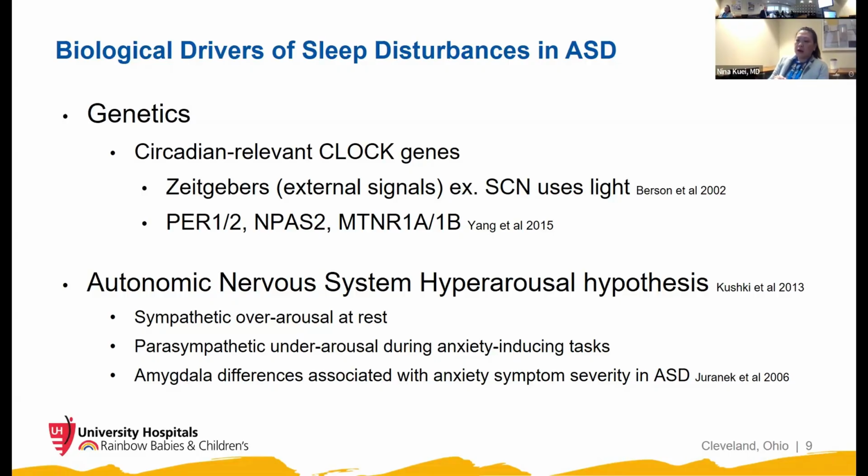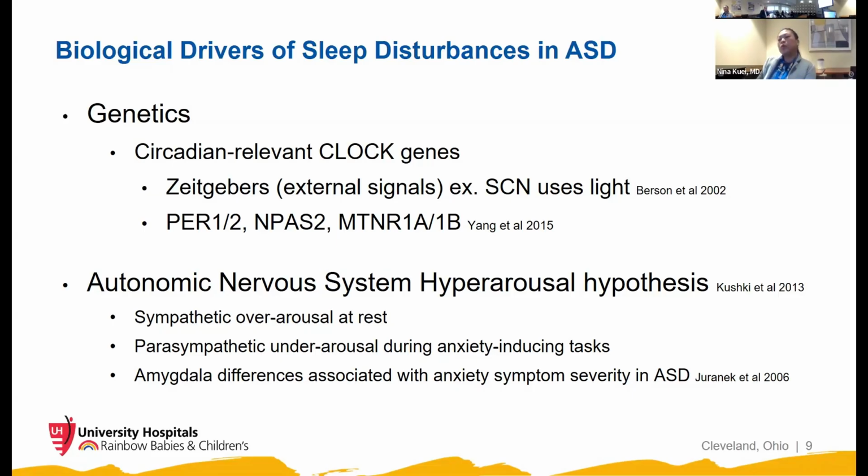Another hypothesis that I find really interesting is the autonomic nervous system hyperarousal hypothesis. And this came out of compelling findings out of a paper of 2013 where they looked at various body signals such as heart rate, pupillary dilation, to see how children with autism and their anxiety levels, how are they different from typically developing peers?